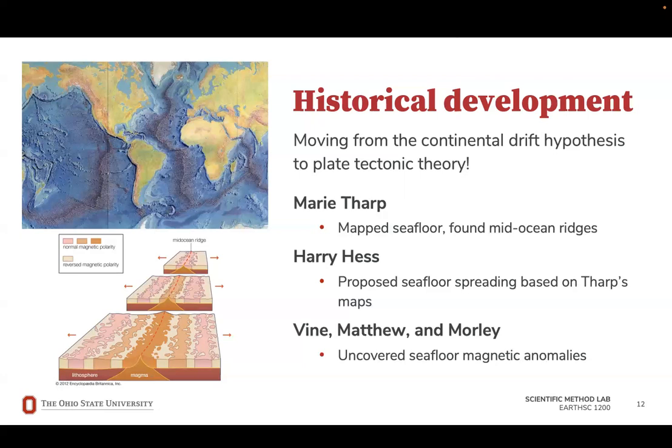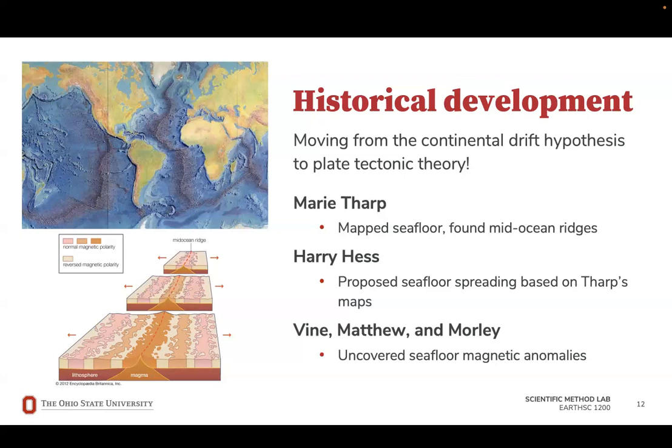Vine, Matthews, and Morley also made a key contribution to plate tectonic theory in the 1960s with their work on paleomagnetic stripes in the seafloor. Studying the magnetic surveys from the seafloor, they found a symmetrical pattern of parallel magnetic stripes of alternating polarity flanking the mid-ocean ridges. The researchers demonstrated that the stripes were symmetrical on either side of the ridge crests, and they matched the known reversals in Earth's magnetic polarity over time.